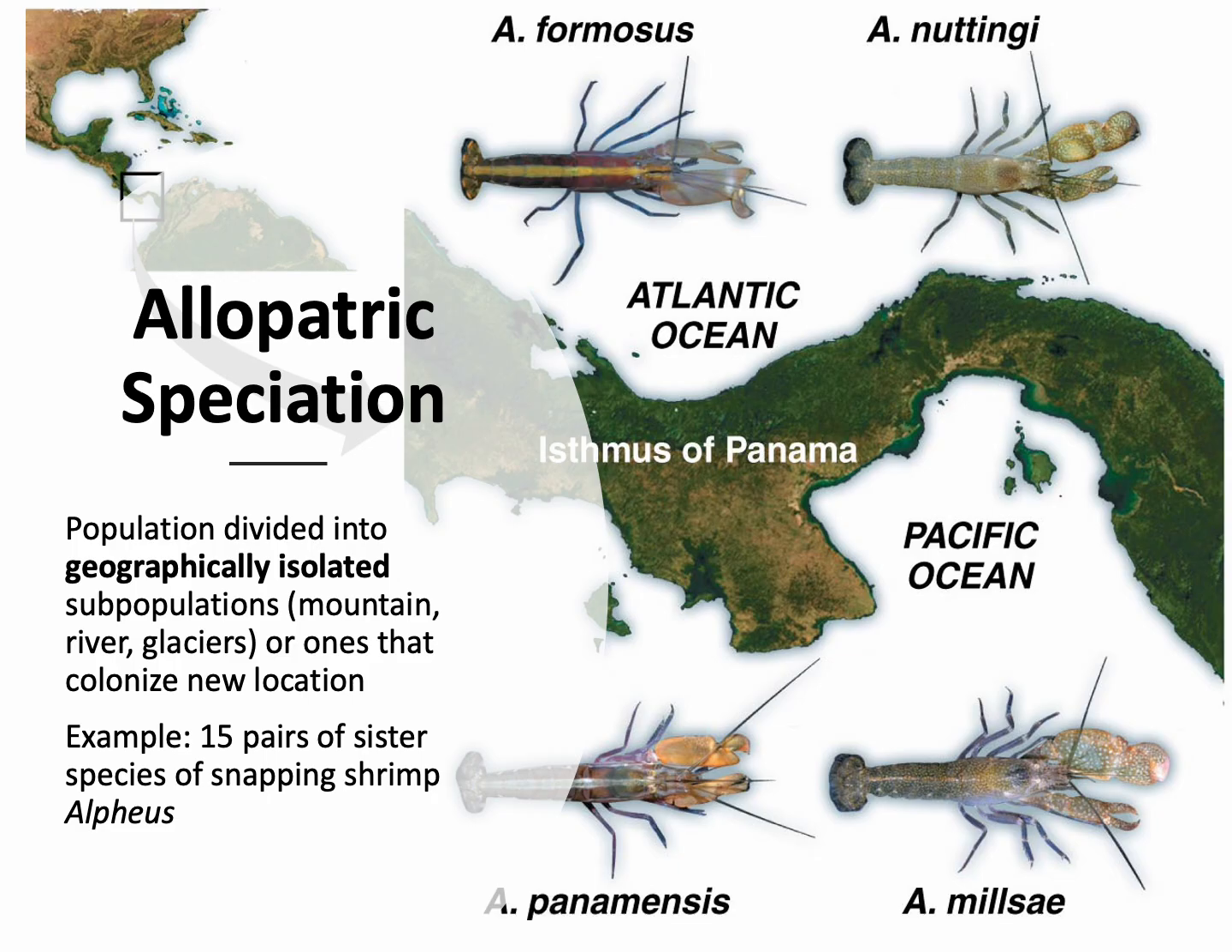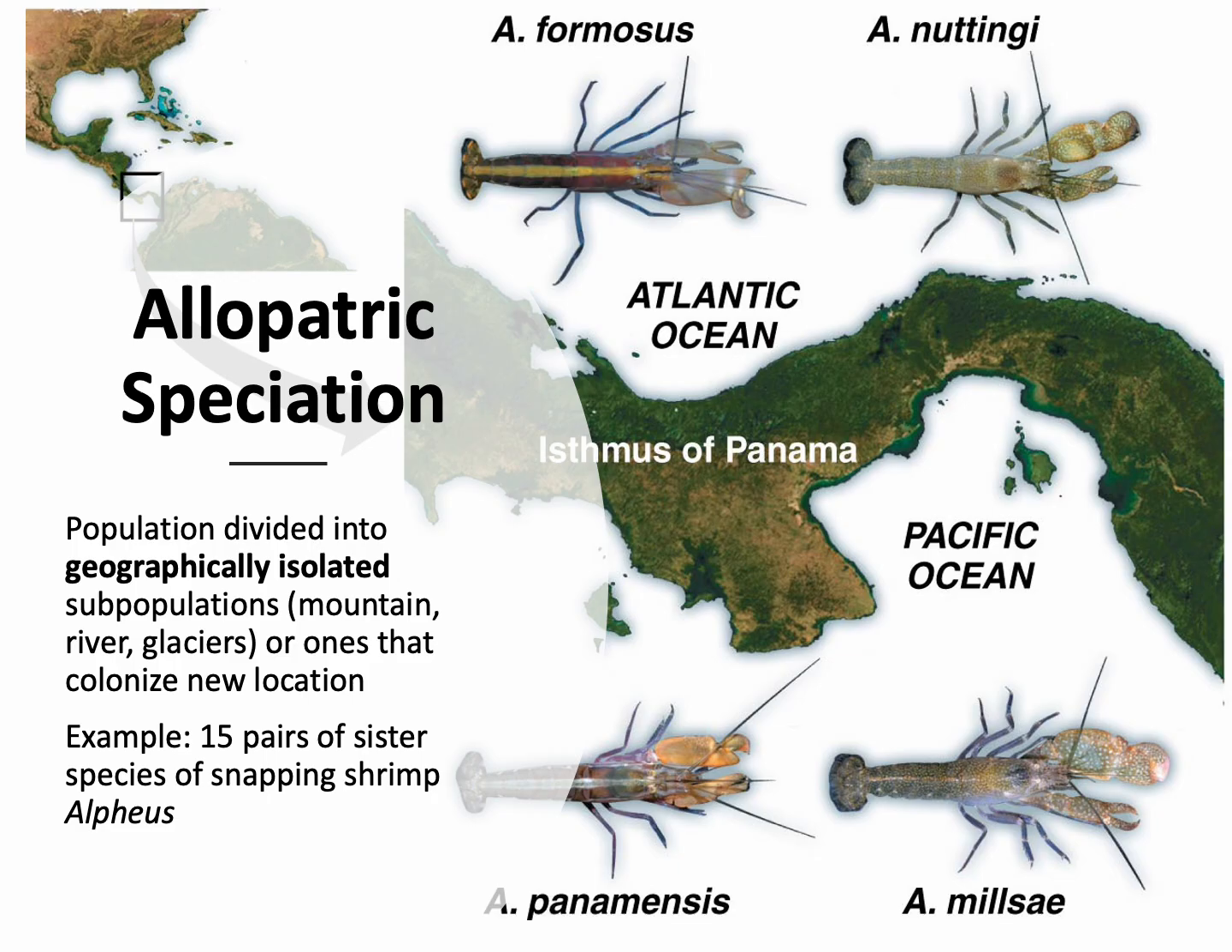Okay, so how do you get new species? Well, one way to get new species is to separate them and to force them to evolve separate from each other, not interbreed, and isolate them geographically. This is called allopatric speciation.